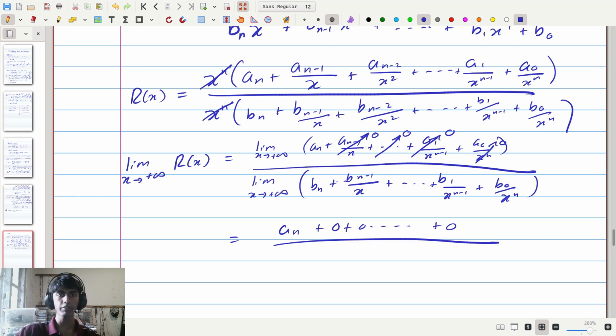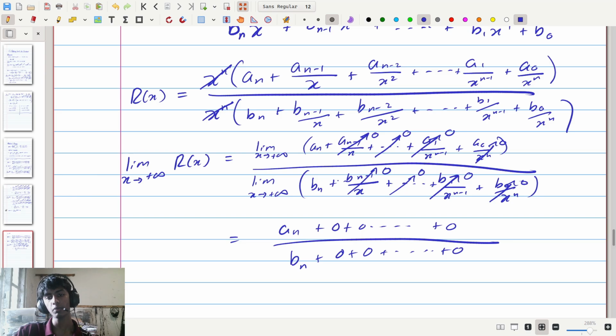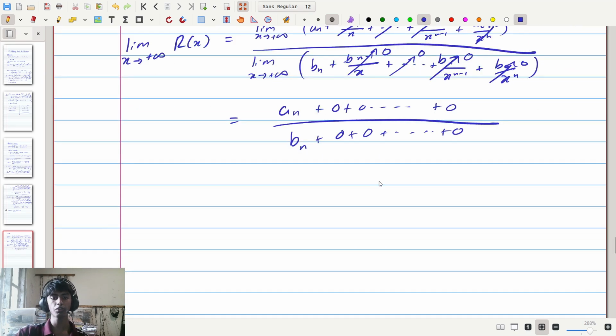On the denominator, if we look, we have a constant term here, which means it gets preserved, plus, and then over here the next term is divided by x, so it's going to go to 0. Next term after that's going to 0. All of these terms are going to 0 because x is approaching positive infinity. So then again we have 0 plus dot dot dot all the way down plus 0.